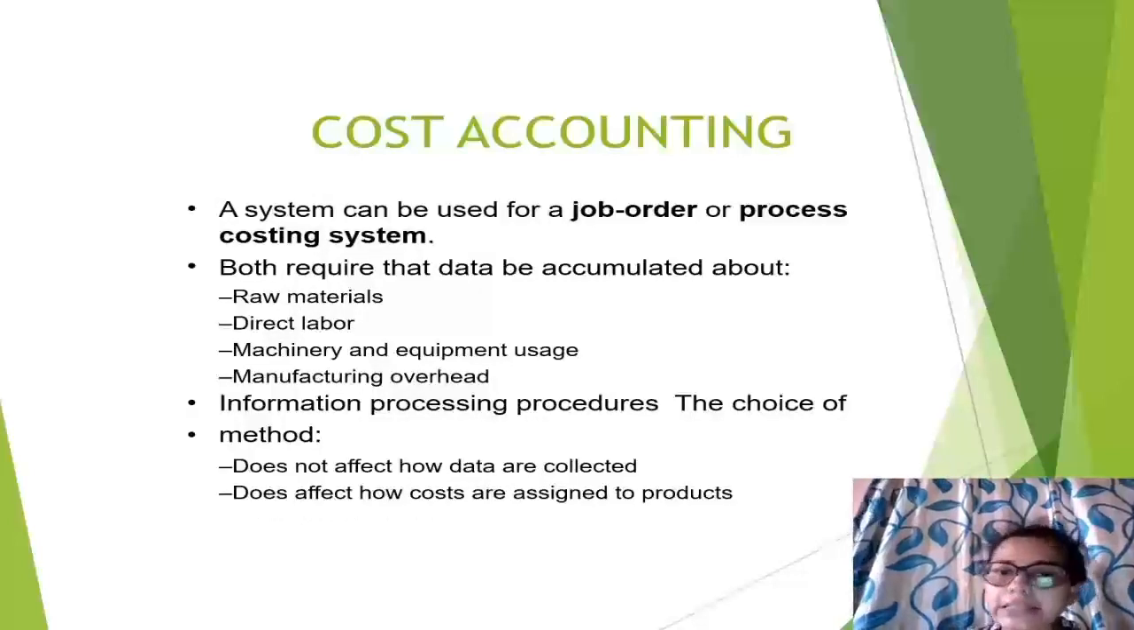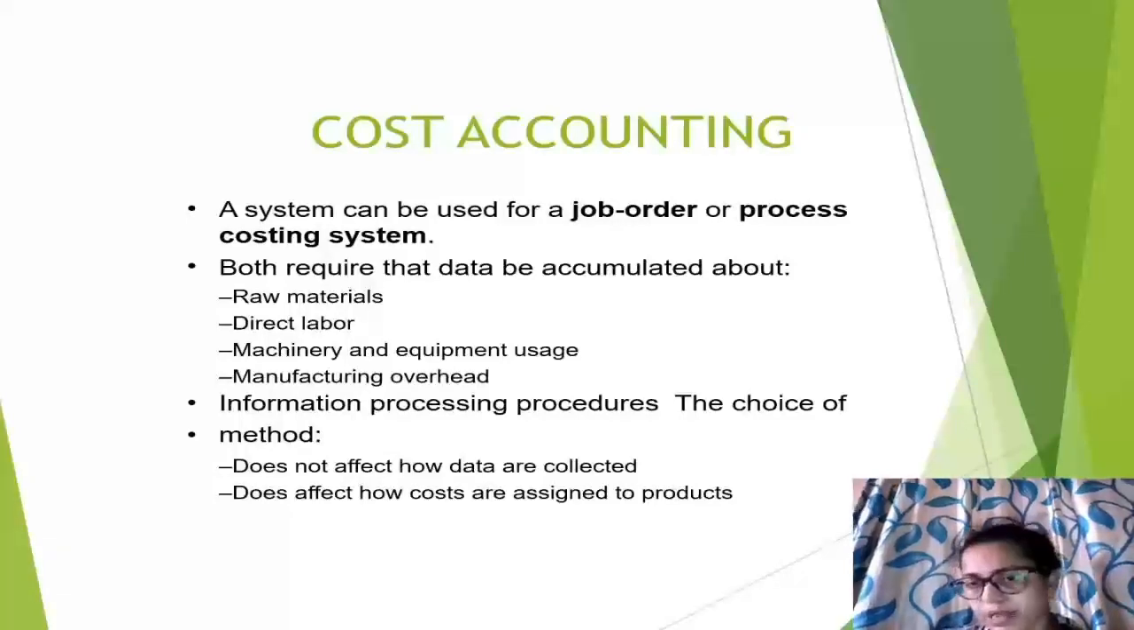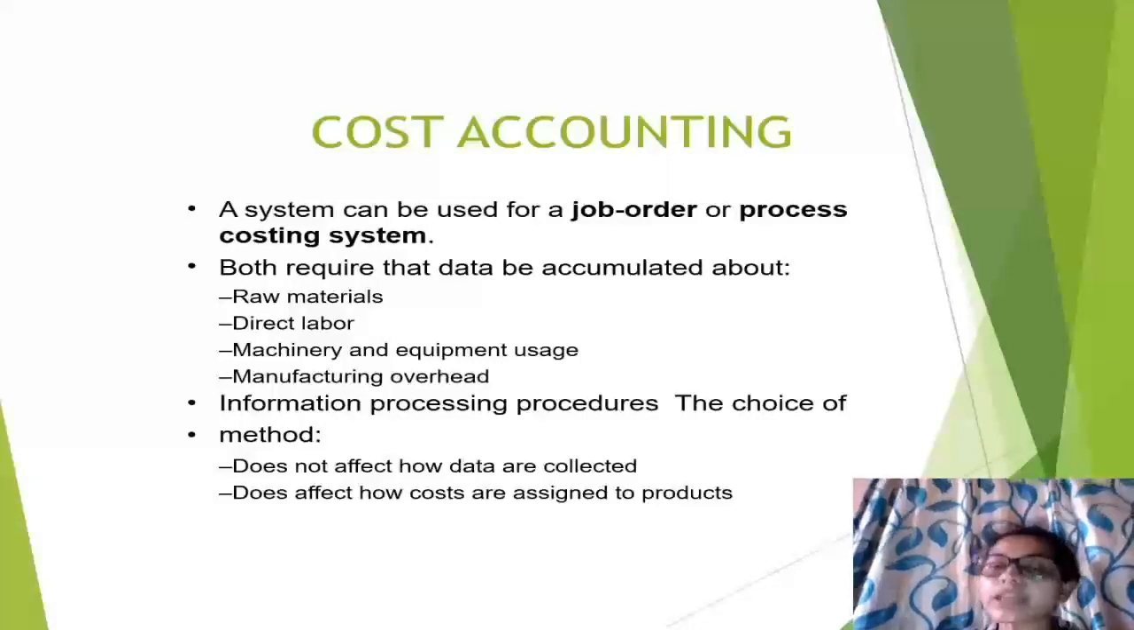A system can be used for a job order or the process costing system where the raw materials, the direct labor involved to make that product, machinery or equipment we are using to produce the product, then the other manufacturing overheads are included. This does not affect how data are collected, but does affect how costs are assigned to products. How much cost is initially assigned to make a product, you need to take this into account. Based on that, you need to go for the production.